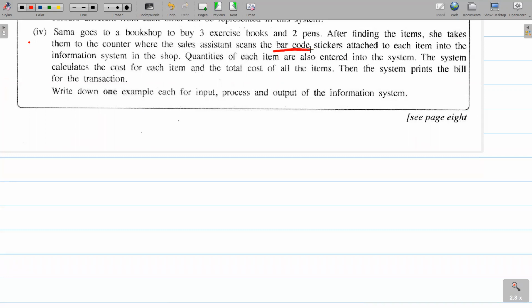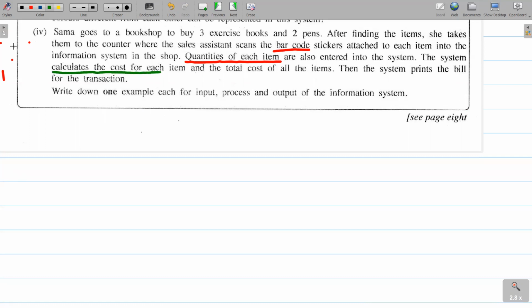Right? So the barcode is going to be an input. Each item is entered into the information system of the shop, and quantities of each item are also entered in the system. So quantities of each item are going to be another input. The system calculates the cost for each item and the total cost of all the items. So those are the process.